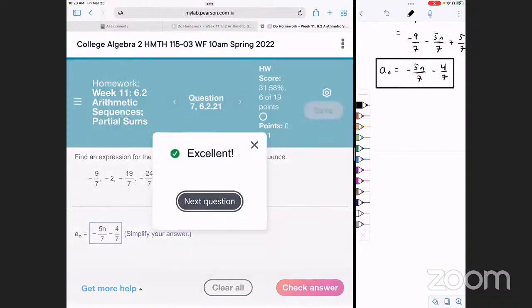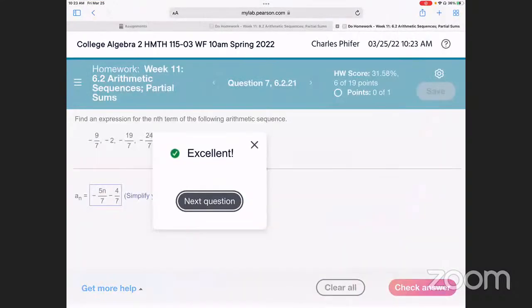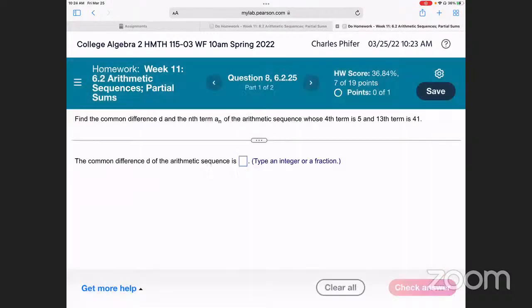Okay. And again, if anything is not clear, just feel free to unmute yourself to ask questions. Otherwise, I'm just going to keep plugging and chugging. We'll hang out. We still got a good amount of time, a solid 20 minutes. Let's keep going. Find the common difference and the nth term of the arithmetic sequence whose fourth term is 5 and 13th term is 41.